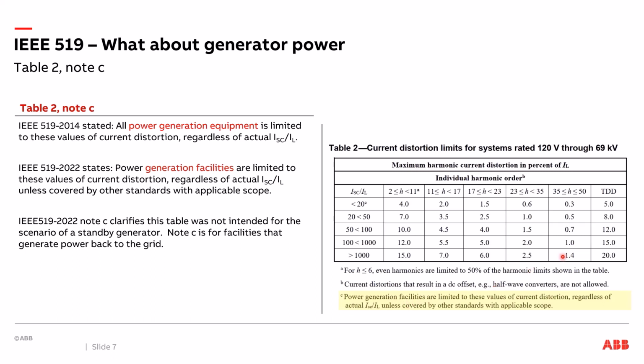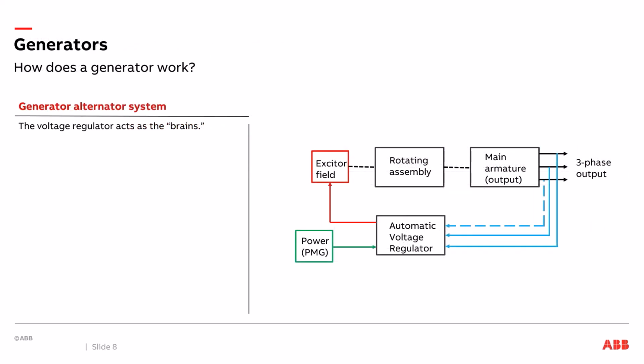And that's one of the main messages I want you to take away from the last couple slides, because then it really comes down to this: if I can't reference IEEE 519, then what am I supposed to do when I'm looking at harmonic levels and a backup or standby generator? Before I answer that question, let's take a look at how a generator works.